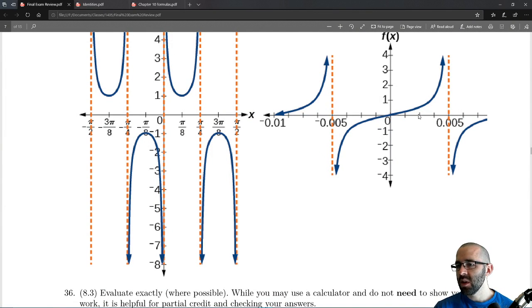What you want to look for, goodness, couldn't get that. I don't know where the hair is.